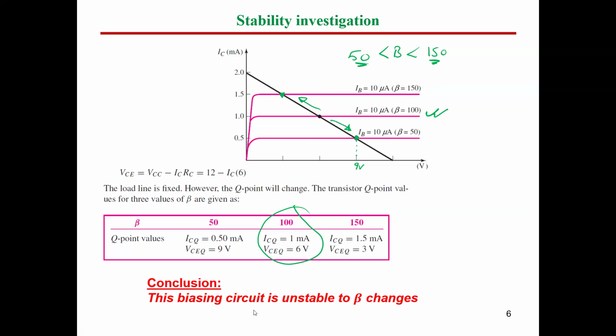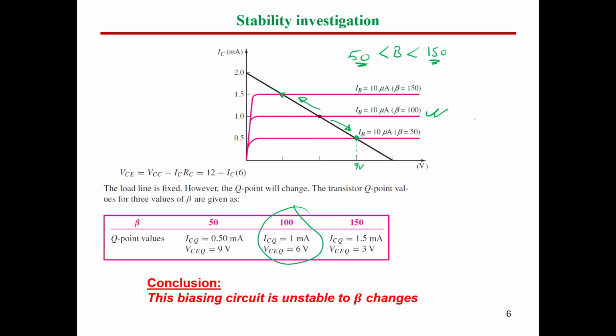This biasing circuit is unstable to beta changes. Can you see, guys? You have a very high range of IC and VCE changes with a range from beta equals 50 to 150. So this is called an unstable circuit. This means we dislike this circuit and amplifier configuration because it's very sensitive to beta changes, and this is going to make the circuit unstable.